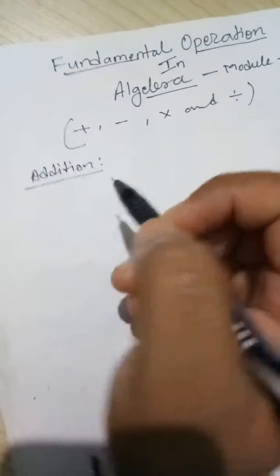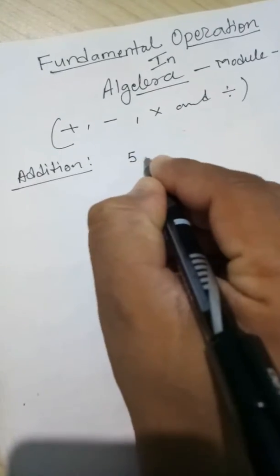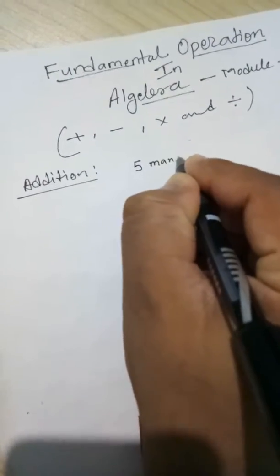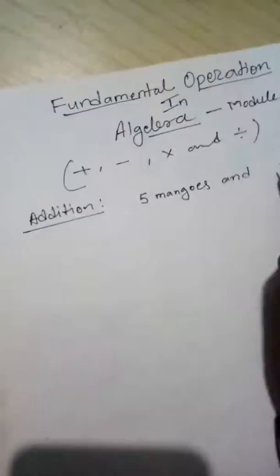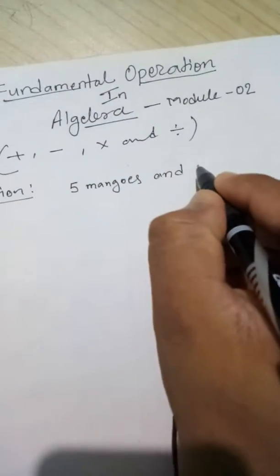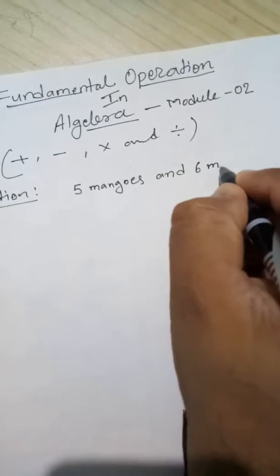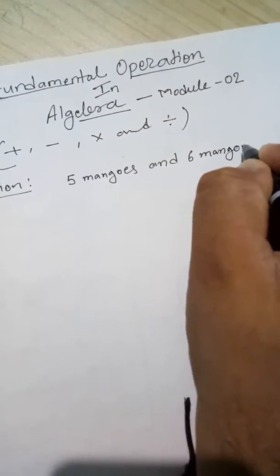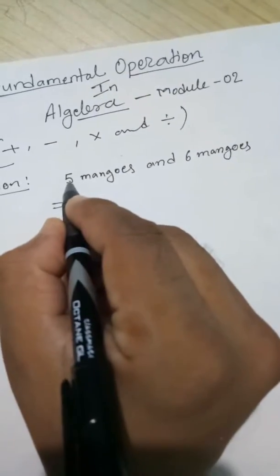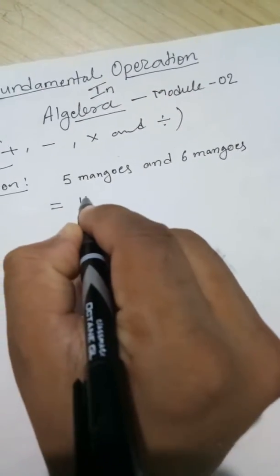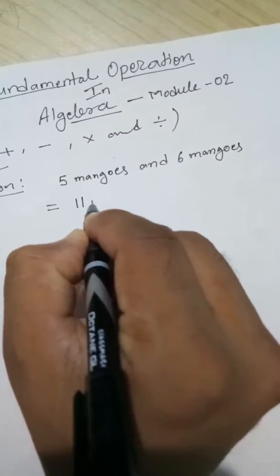If I ask you, 5 mangoes and 6 mangoes, how many total mangoes do you have? The answer is 5 plus 6, 11 mangoes, right?